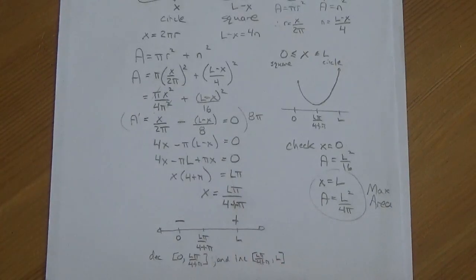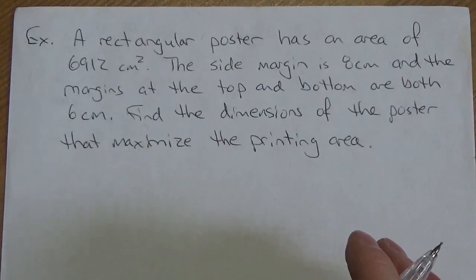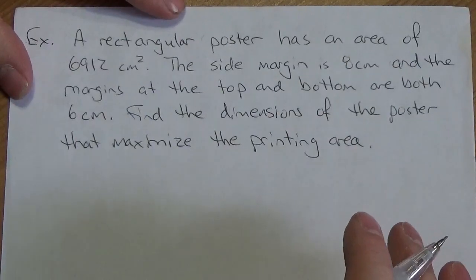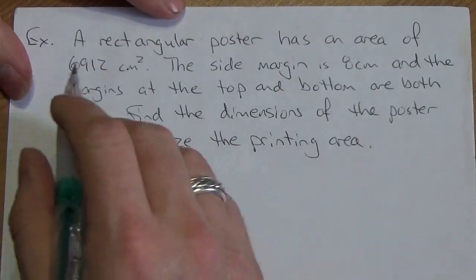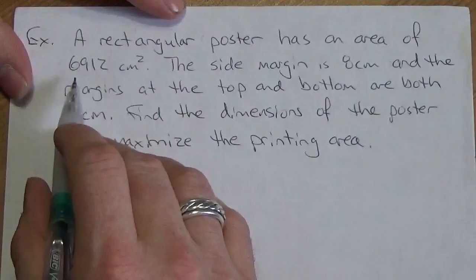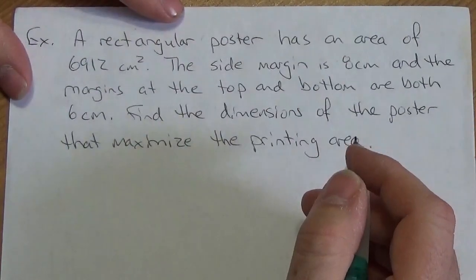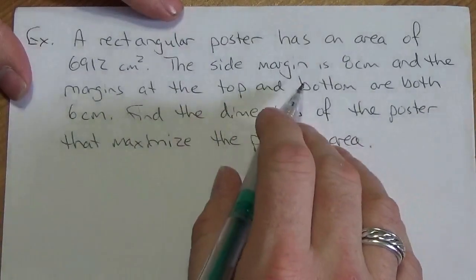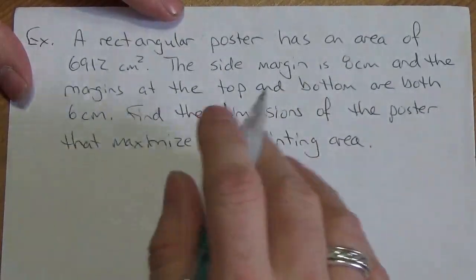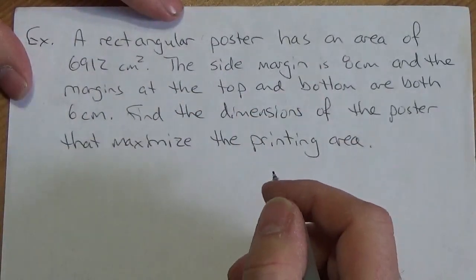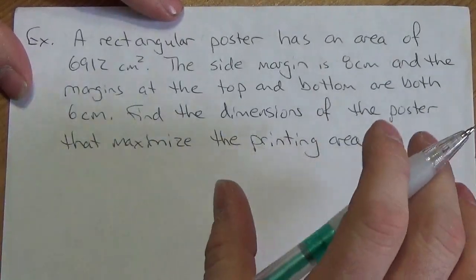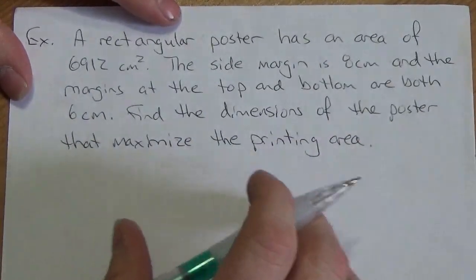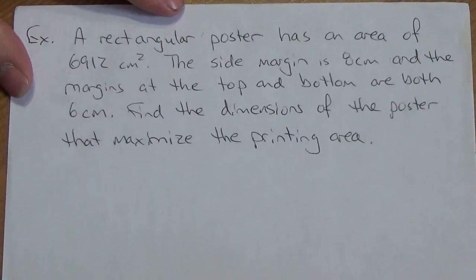A wonderful problem. All right, now here's another fairly commonly asked problem. A rectangular poster has an area of 6,912 centimeters squared. Now, that's the entire poster, okay? The side margin is 8 centimeters, and the margins at the top and the bottom are both 6 centimeters. We want to find the dimensions of the overall poster that maximize the printing area.